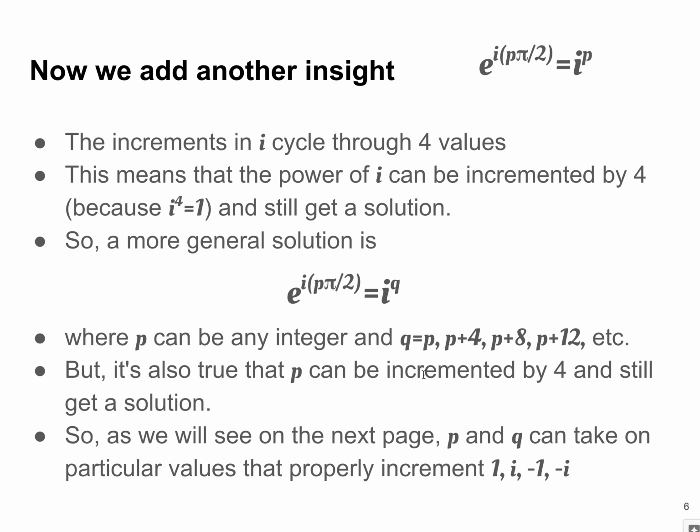So here, let's look at that. For any value of p on the left side, which is an integer, q can equal p plus 4, p plus 8, p plus 12, and so forth. So p can be incremented by 4, and we still get a solution to this little equation. So as I'm going to show you on the next page, p and q can take on particular values that result in these 4 different values of e to the i theta.